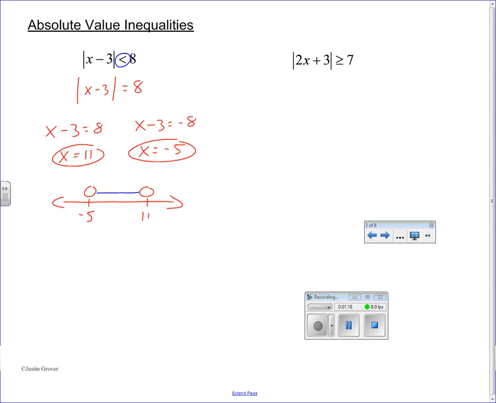And then what you want to do is write your final answer as negative 5 is less than x, which is less than 11, and x is between negative 5 and 11 with less than signs, and that's your final answer.